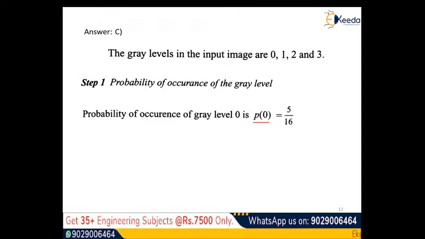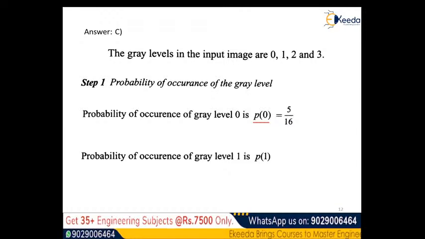In a similar fashion, here we compute the probability of occurrence of the gray level 1, which we denote as P of 1. You just count how many times 1 appears. You will see in the first column only one entry for the value 1, whereas in the second column we have 3 entries. So the total is 4 entries, and we divide 4 by 16. That gives us the probability of occurrence of the gray level 1.